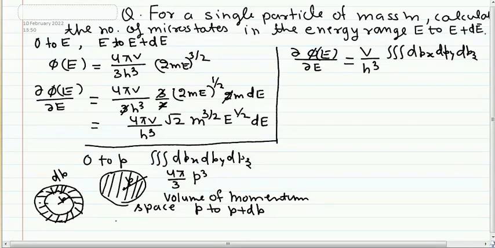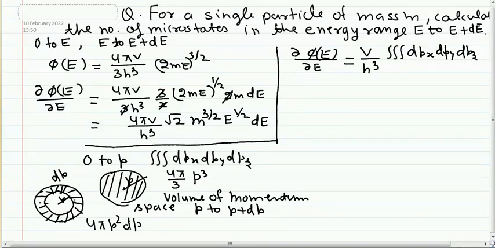You can calculate it as the volume of the outer sphere, that is 4 pi by 3 (p plus dp) whole cube, minus the volume of the inner sphere, that is 4 pi by 3 p cube. And if you do that, then neglecting dp cube and dp square terms, you will get the volume as 4 pi p square into dp. So this is very simple. In statistical mechanics, you will get this type of problem many times.